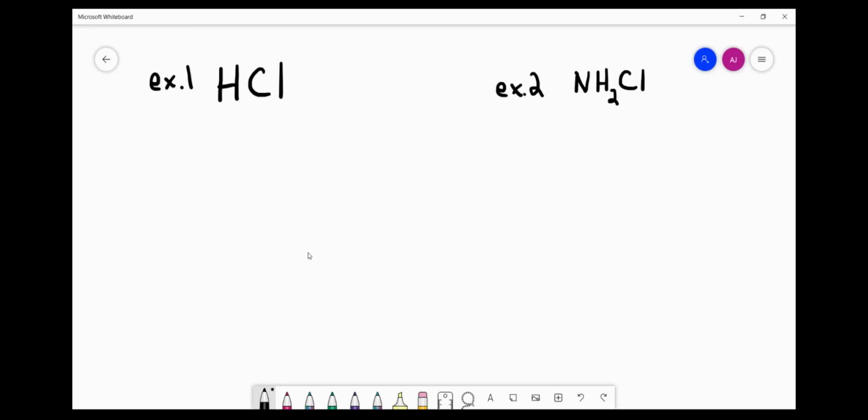Okay, so we're going to look at two examples here. Our first example will look at hydrogen chloride. So remember, if we're asked to use Lewis diagrams to show the bonding, the first thing that you want to check is the electronegativity difference. And if you check that for hydrogen and chlorine, you'll see that it's going to form a polar bond. So our first step is to draw the Lewis dot diagrams for the two elements.